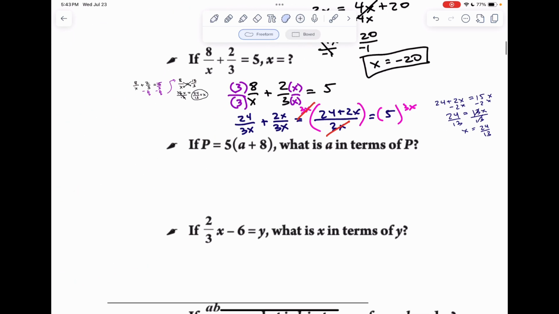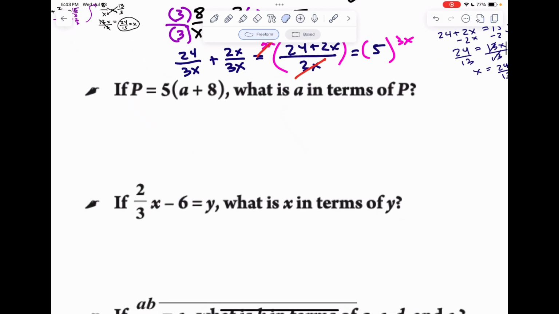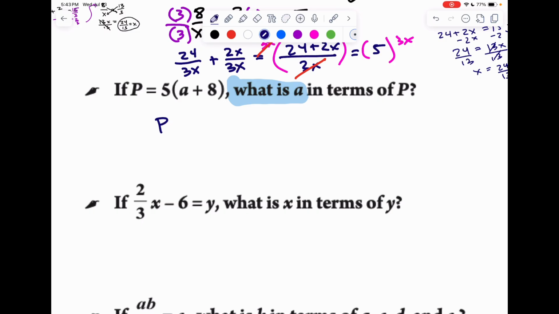Okay. For our next question, we have if p equals 5 times the quantity a plus 8, what is a in terms of p? Notice we're looking for what is a, so we want to isolate a. A couple ways to do this. If you thought to distribute first, you can absolutely do that, distributing the 5 to a and to the 8. We'll get p equals 5a plus 40.